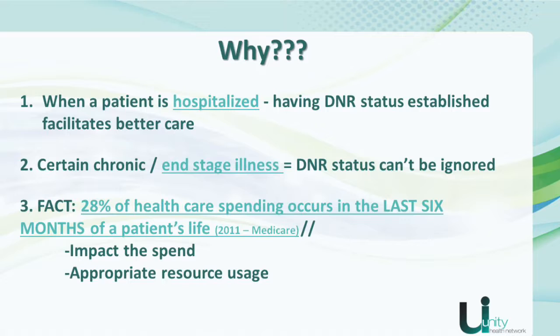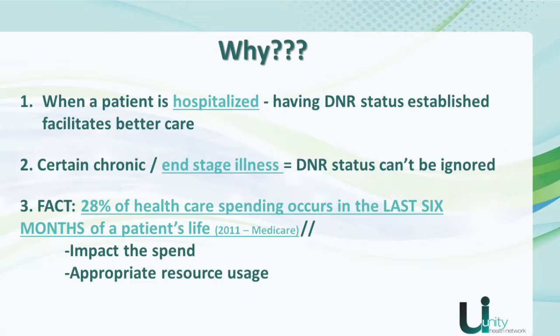The next reason to have this discussion is because certain diseases really just mandate that we bring up this topic. End-stage renal disease, end-stage heart disease, certain illnesses really just warrant, hey, this discussion needs to happen at the AWV. And then finally, we all know that at the end of life, there's a lot of expenditure for care, and we're trying to utilize the resources most appropriately.